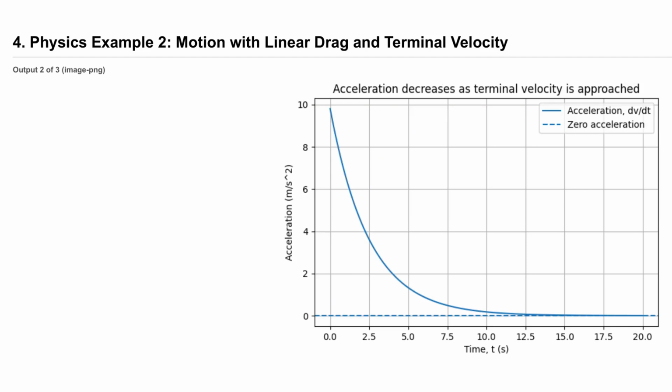The second plot confirms the complementary behavior. Acceleration begins at 9.81 meters per second squared and decays towards 0 as the object stops speeding up. Our printed output shows that the computed final velocity is extremely close to the expected terminal velocity. This gives us confidence in the accuracy of our numerical integration.